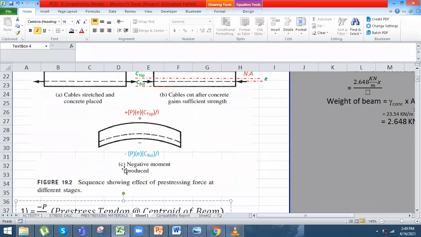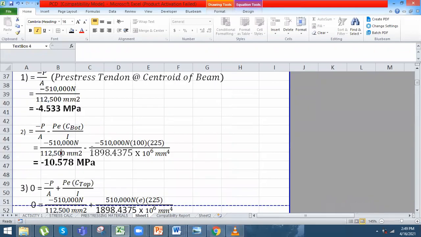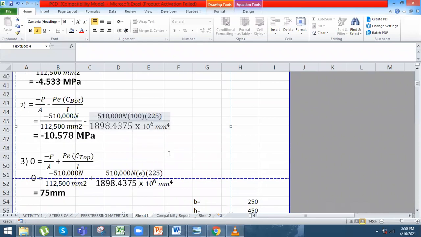By manual calculation, we input negative P over A, where P is the final force, 510,000 Newton. So minus 510,000 Newton. E is the eccentricity. Remember always, guys, that the eccentricity is measured from the neutral axis to where the pre-stressing force is placed. Many make mistakes here, thinking that the 100 specified in the problem is the eccentricity, but it is actually the distance from the bottom to the pre-stressing force. C bot, since the section is rectangular, is just half, 225. Then the moment of inertia.